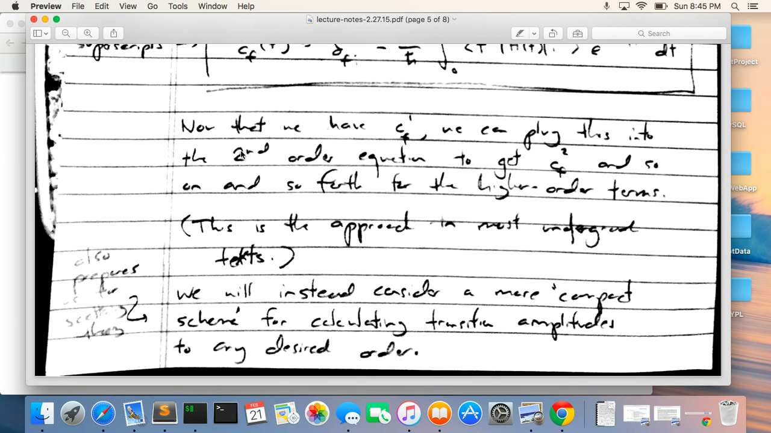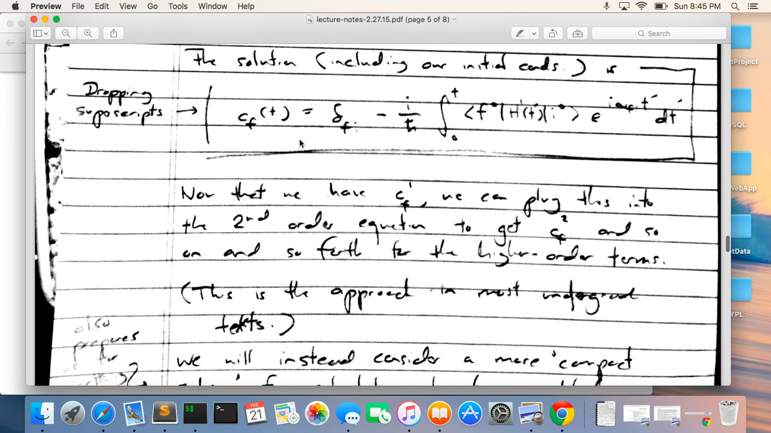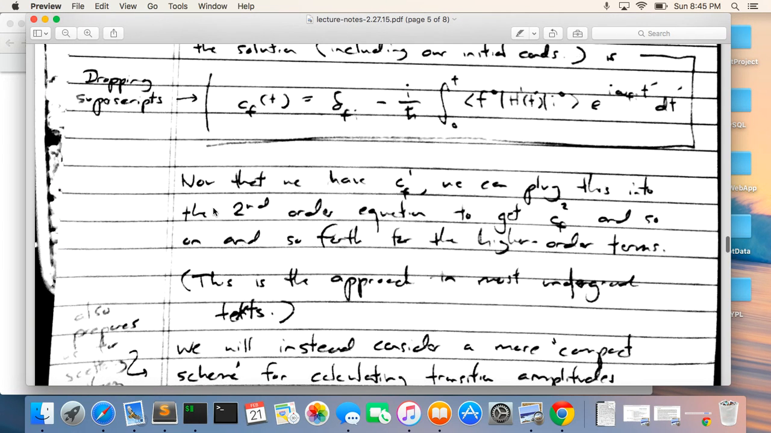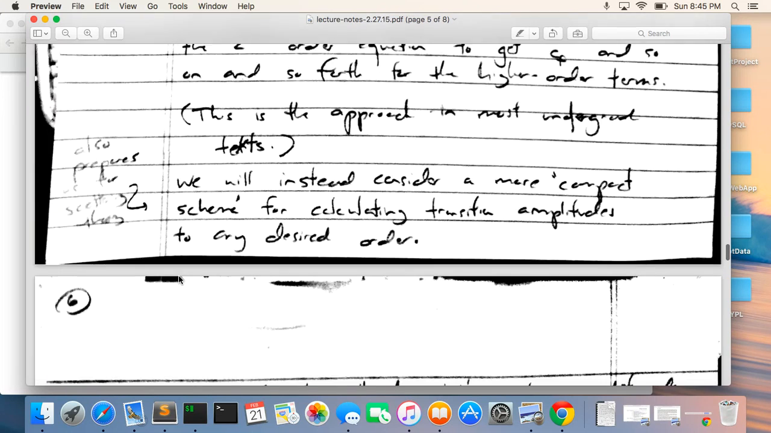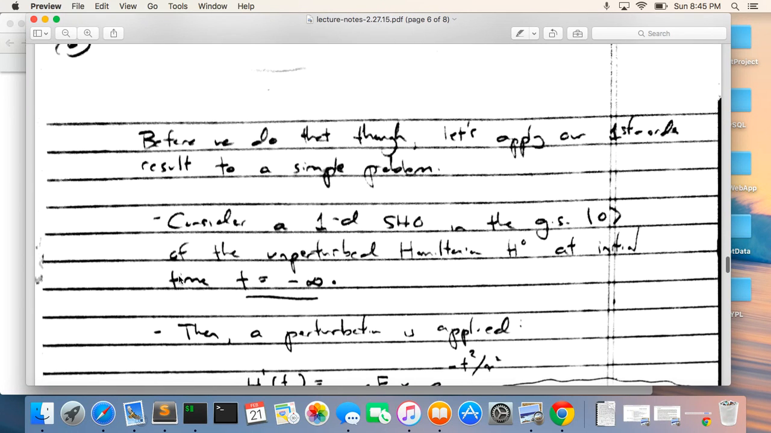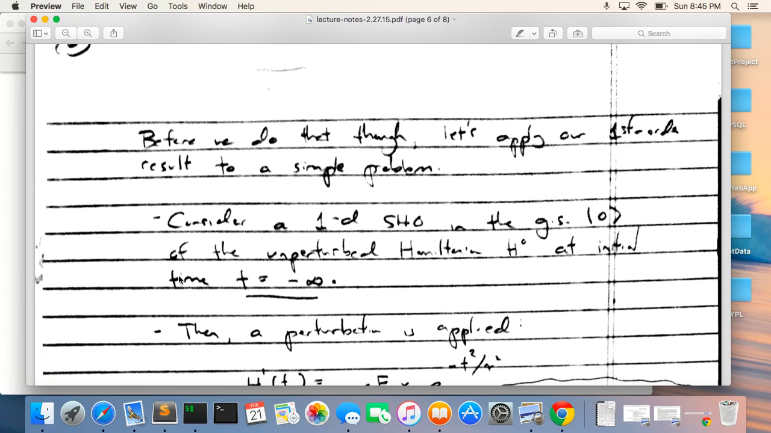We're going to do things a little differently and use a more compact scheme for calculating these transition amplitudes to any desired order. The reason I'm going to do this is because it's going to set us up for scattering theory. It will introduce some notation that will make studying scattering theory a little easier. But we'll put that off until next time, or at least later.